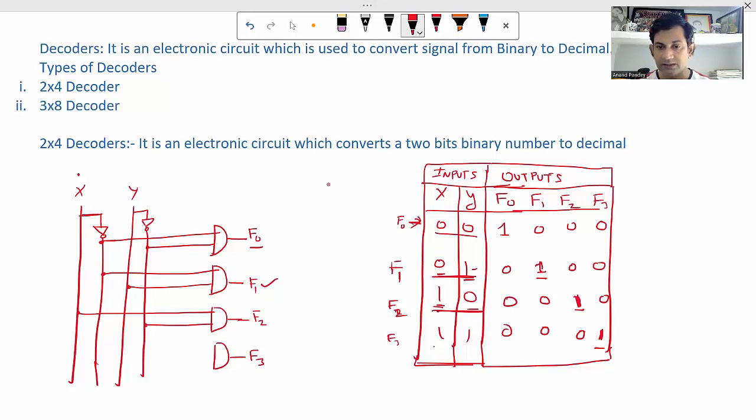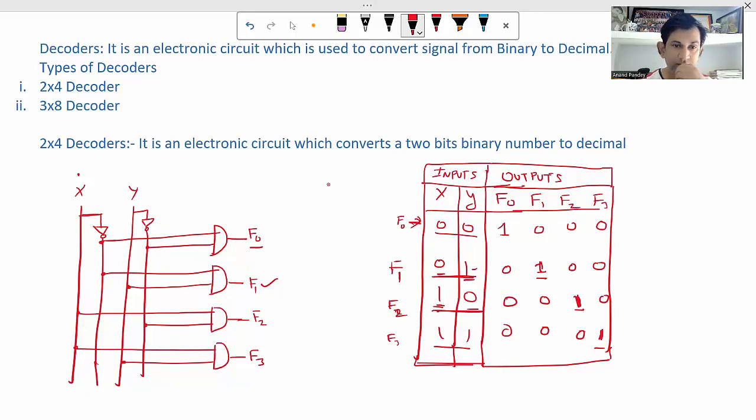Now F3, as per this row, both are 1, 1. So the line which has no NOT gate of X will be used here. The line which has no NOT gate of Y will be used here. And in this way, we can draw the 2 cross 4 decoder. I think clear. 2 cross 4 decoder.